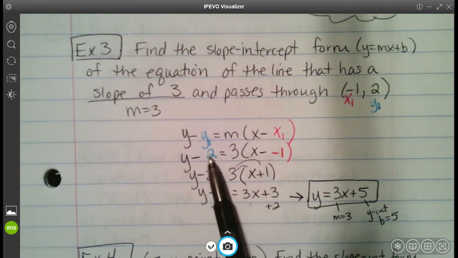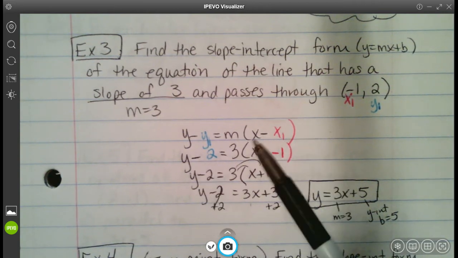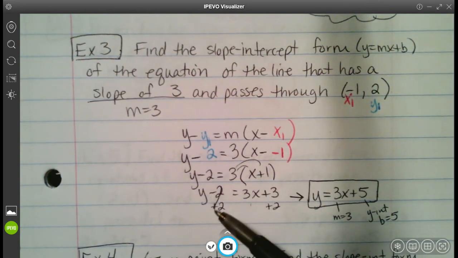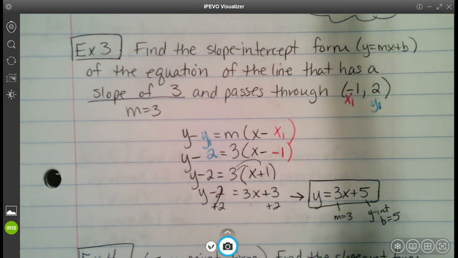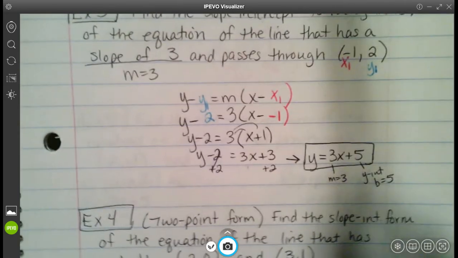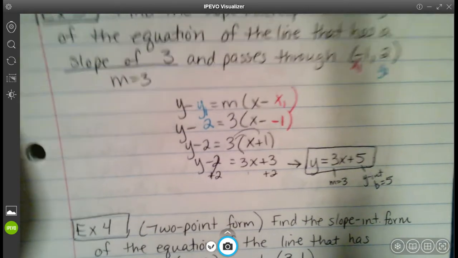So if you forgot how to work with fractions, if you need help with that, let me know or look it up and remind yourself how to work with fractions. Okay. All right. Next example, example number 4.